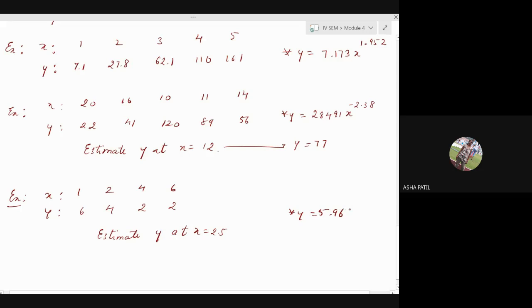Y is equal to 965 x raised to minus 0.676, and the other answer is y is equal to 3.225. Check out this answer.